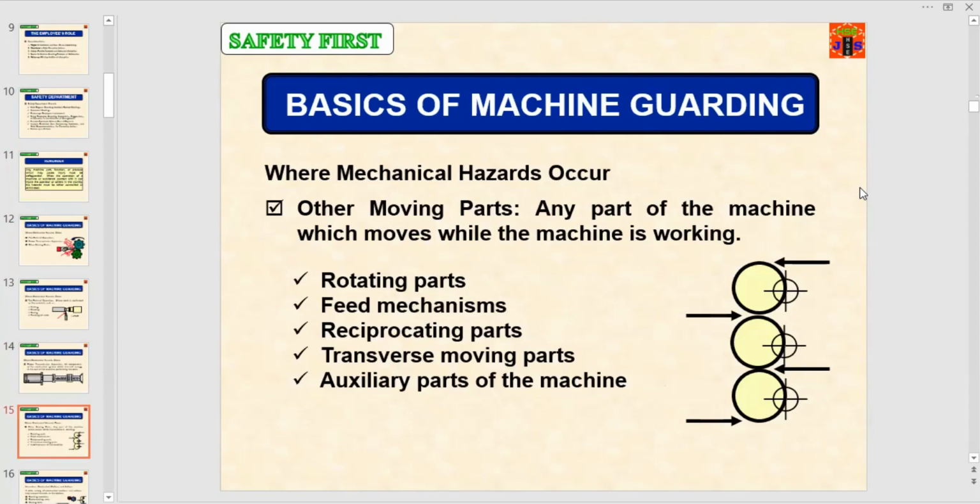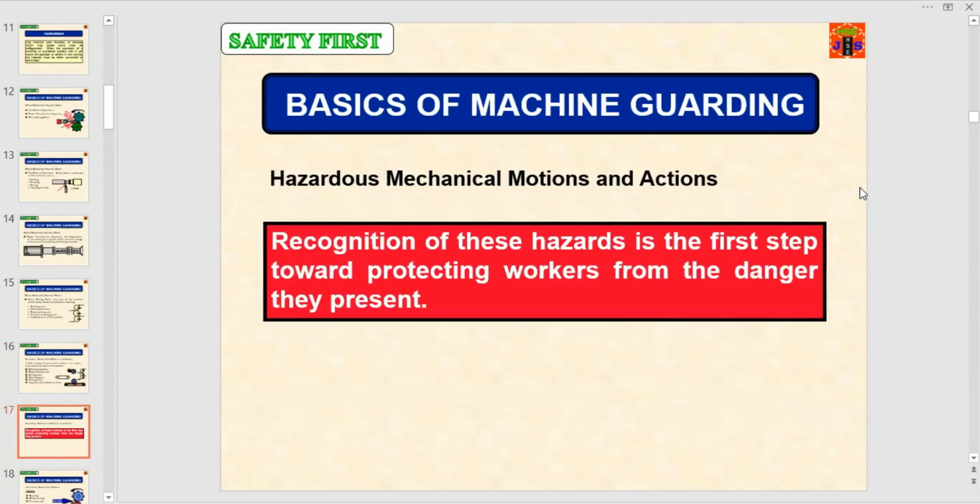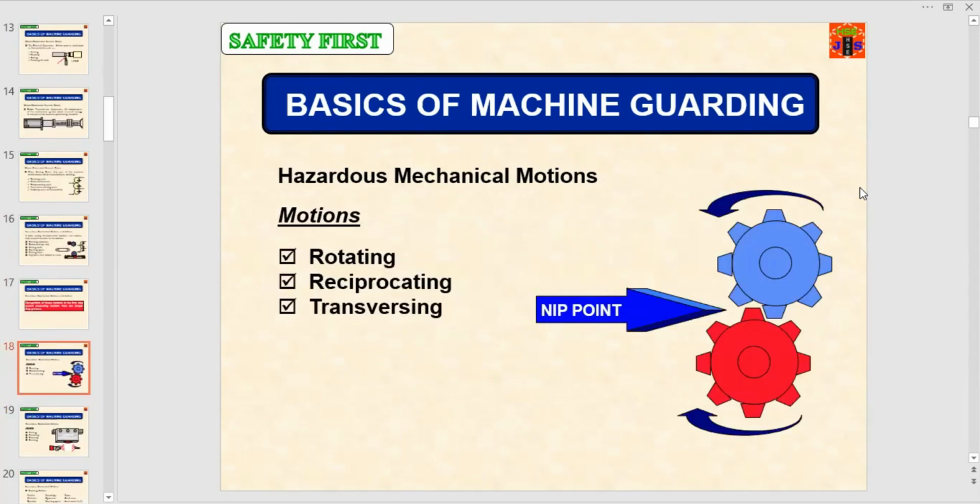Other moving parts, any part of the machine which moves while the machine is working, rotating parts, feed mechanism, reciprocating parts, transverse moving parts, and auxiliary parts of the machine. Let us discuss hazardous mechanical motions and actions. Recognition of these hazards is the first step towards protecting workers from danger they present. While describing hazardous mechanical motions, you have to remember rotating, reciprocating, and transversing.